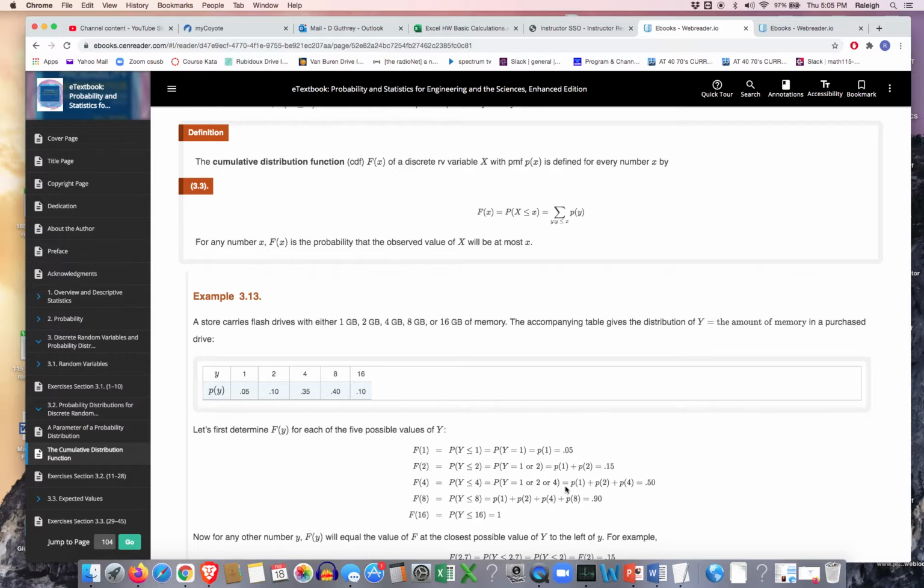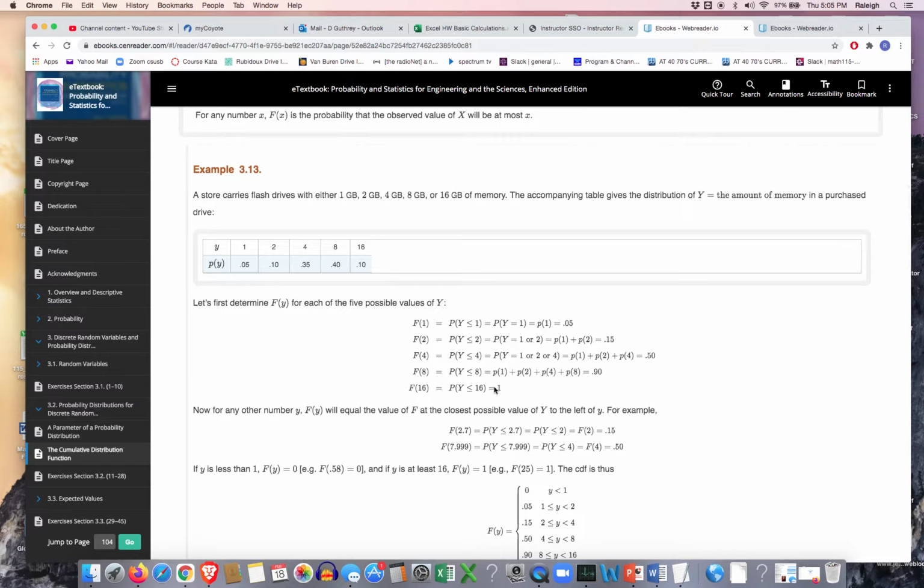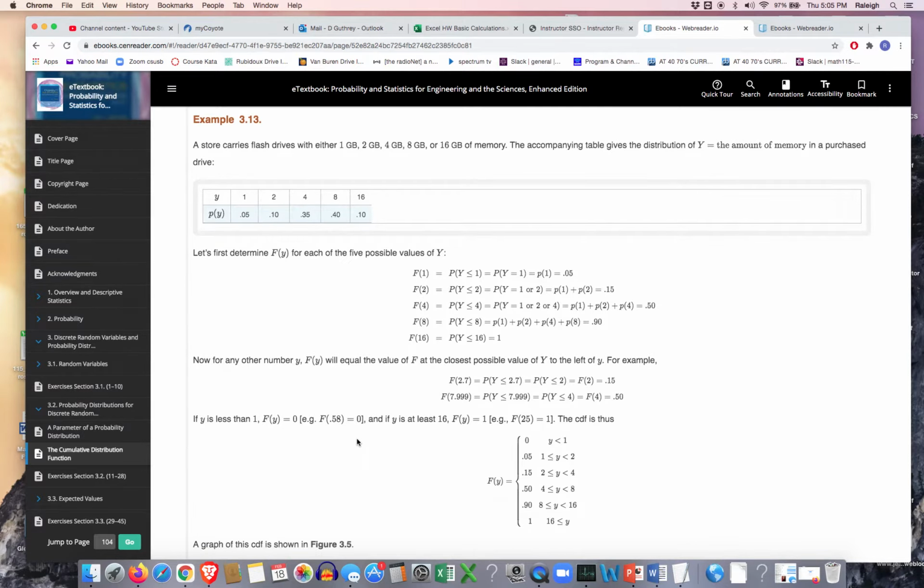F of 4, you add the first 3 cells to get to 50%. F of 8, get the first 4 cells, that's 90%. And finally, you get to 16. Pretty much by definition, you're at the end of the line. So yeah, you've got the entirety of all that's available, 100%. Now for any other number, you could just slide down to the number that makes some sense, and so equal the value of F at the closest possible value of y to the left of y. So it'll generate a stair-step function, a greatest integer function, which we'll look at in just a second.